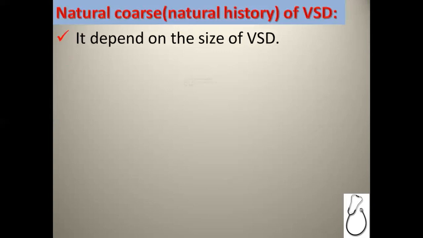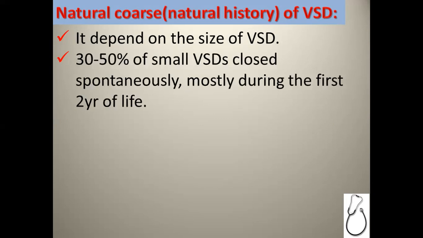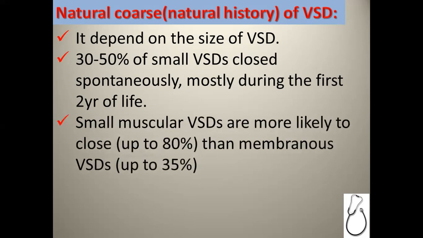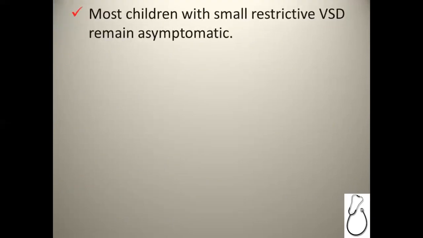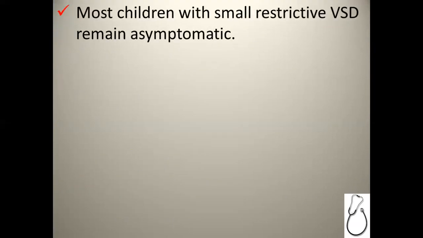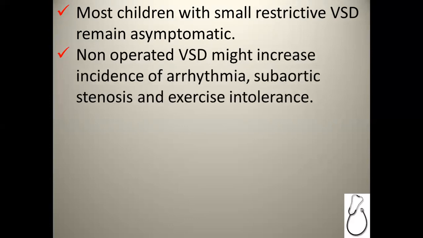Natural course or natural history of the VSD depends on the size of the VSD. 30 to 50% of the small VSDs close spontaneously, mostly during the first 2 years of life. Small muscular VSDs are more likely to close, up to 80%, than membranous VSDs, up to 35%. The closed VSD often has a ventricular septal aneurysm, which limits the shunt magnitude. Most children with a small restricted VSD remain asymptomatic, and non-operated VSD might increase the incidence of arrhythmia, subaortic stenosis, and exercise intolerance.